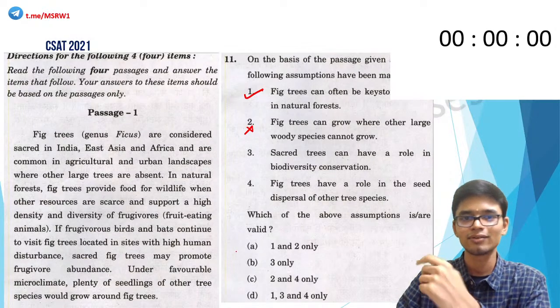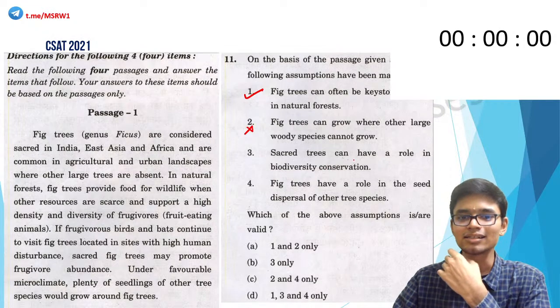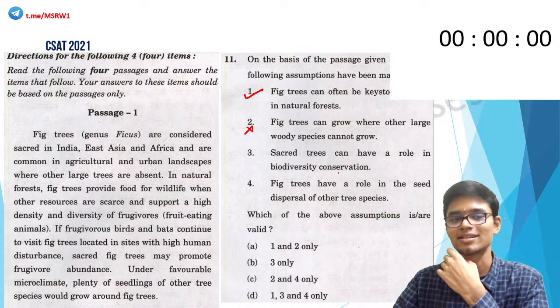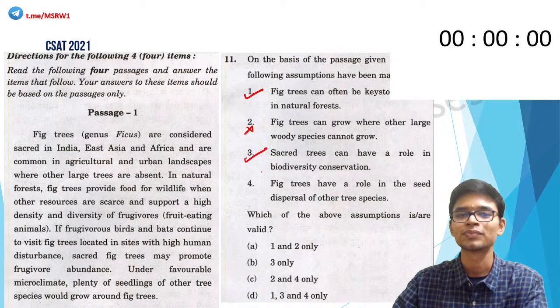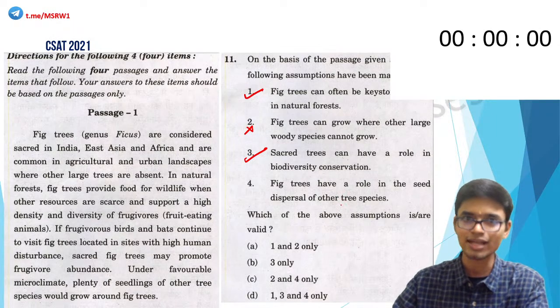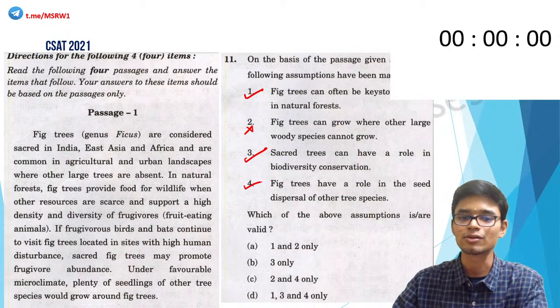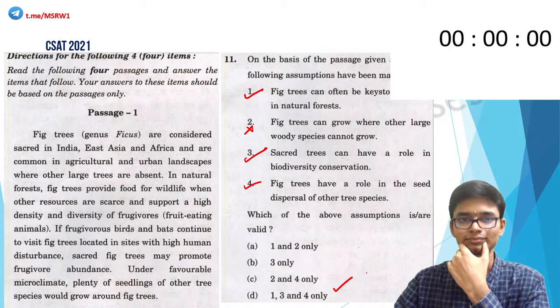Clear? Now we have already reached the answer, but just to continue, sacred trees can have a role in biodiversity conservation. Yes, the same statement is given in the passage, so that is true. Fig trees have a role in the seed dispersal of other species. The passage ends with the same idea, so 4 is also correct. Correct answer is 1, 3, and 4, option D.